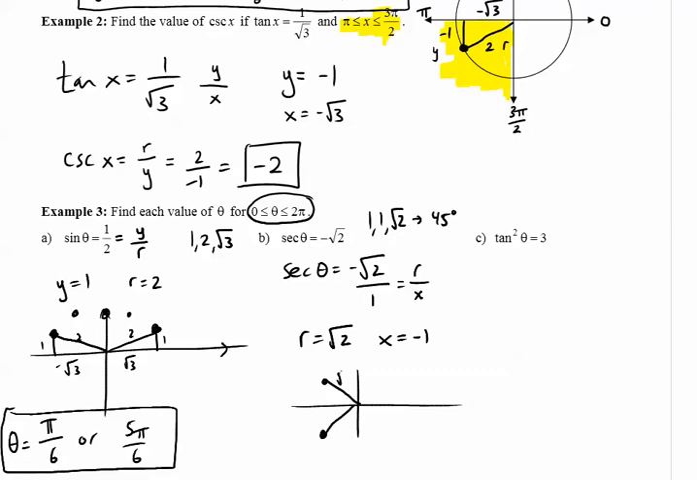My radius is root 2, and my x is negative 1. So this is 1, 2, 3 pi over 4s.